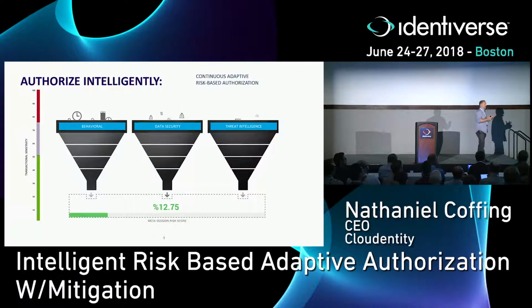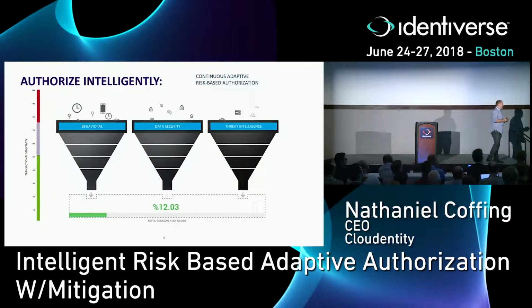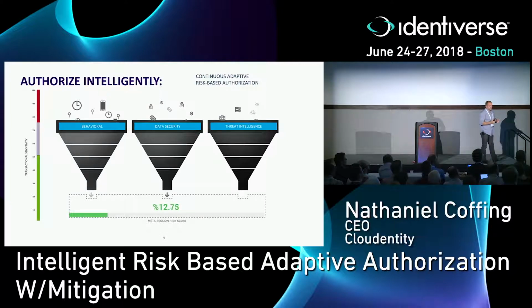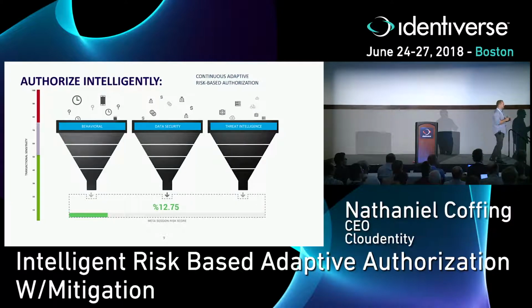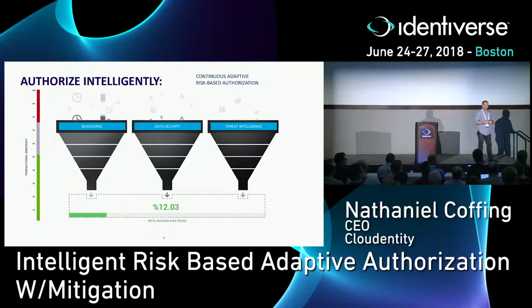So this would be like our end goal. If we could just start from scratch and say, hey, I want a miracle. I want to take all of my behavioral intelligence. I want to take all of my data security intelligence. I want to take any additional external threat intelligence. I want to process it. I want to create a risk score, right? And that risk score can be applicable everywhere.